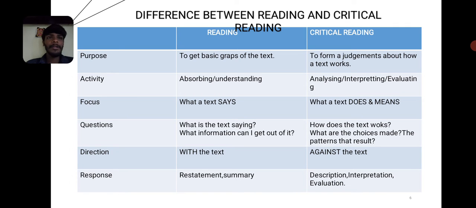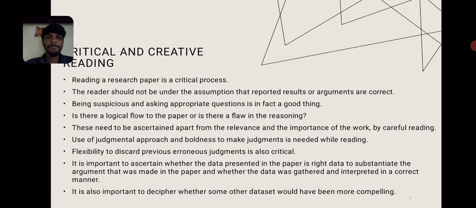Difference between reading and critical reading. The purpose of critical reading is to get a basic grasp of the text and to make a judgment about how the text works. Activity: observing, understanding, analyzing, interpreting, evaluating. Focus: what the text says, what it means. Questions: what is the text saying, what information can we get out of it, how does the text work, what are the choices made, the patterns, the results. Direction: with the text, against the text. Response: statement, summary, description, interpretation, evaluation.